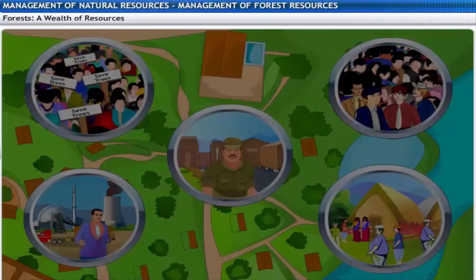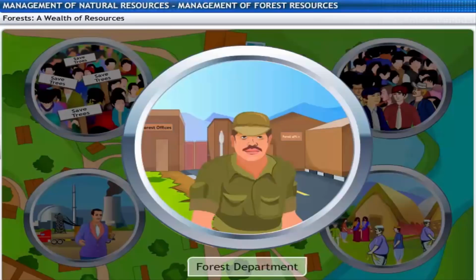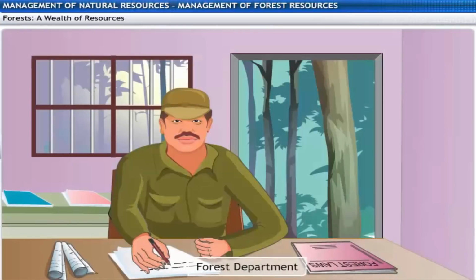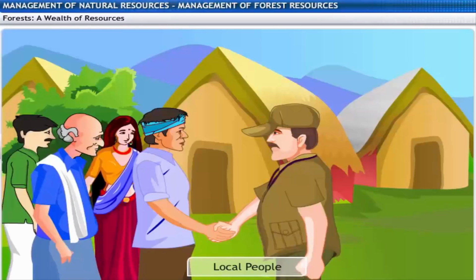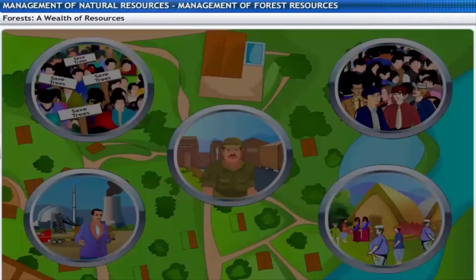It is the responsibility of the forest department to manage all forest resources. They own forest land and set up rules and regulations for the use of forest resources. They also ensure that the local people and their needs are not ignored. It is also one of their duties to make people understand how to manage forests.